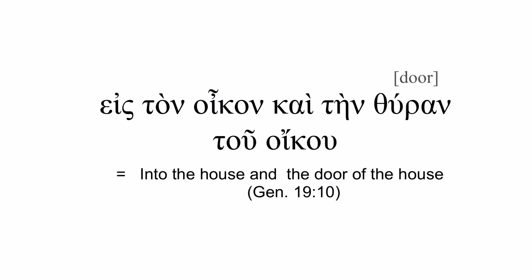And so when you're translating the entire phrase, you're going to have into the house, eis ton oikon, and the door, kai ten thuran, of the house, tu oiku. Into the house, and the door of the house. That's how you translate the phrase. And so I hope it's becoming clear on how you translate the phrases and how you use prepositions.